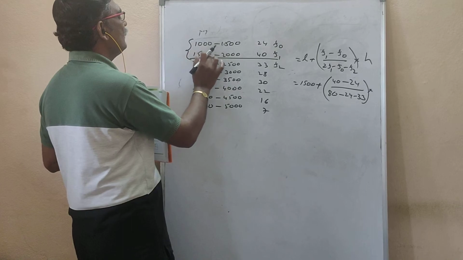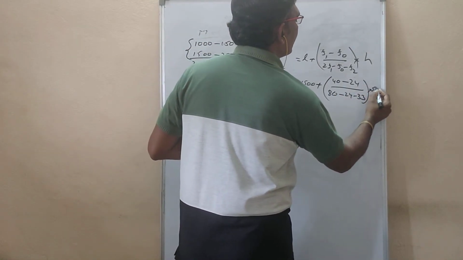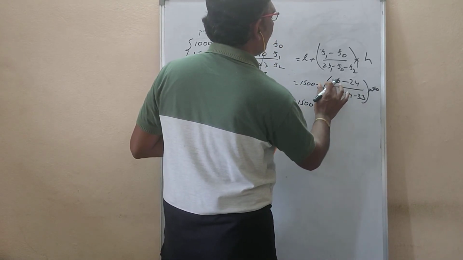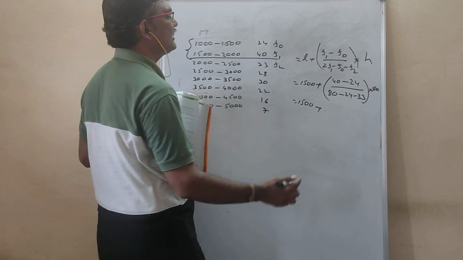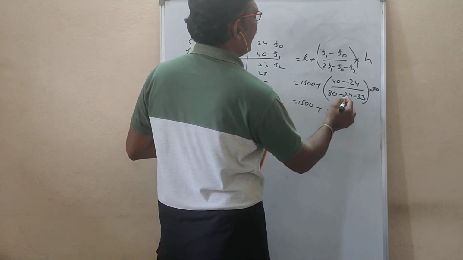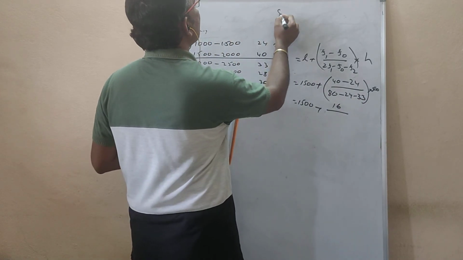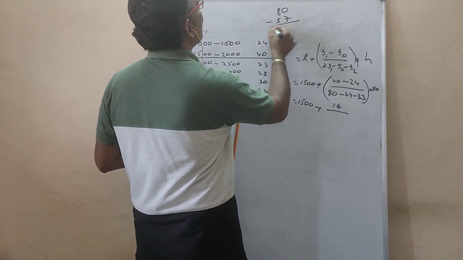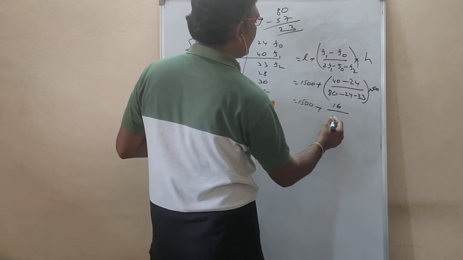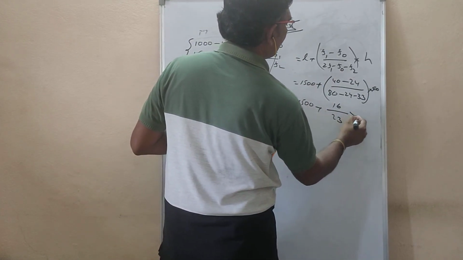The difference between 1000 and 1500: 1500 minus 1000 means 500. It is 500. Now 1500 same. From 40 subtract 24, you are getting 16. 16 divided by minus 24 minus 33, which is minus 57. 80 minus 57 is 23. So you are getting 16 by 23 into 500.